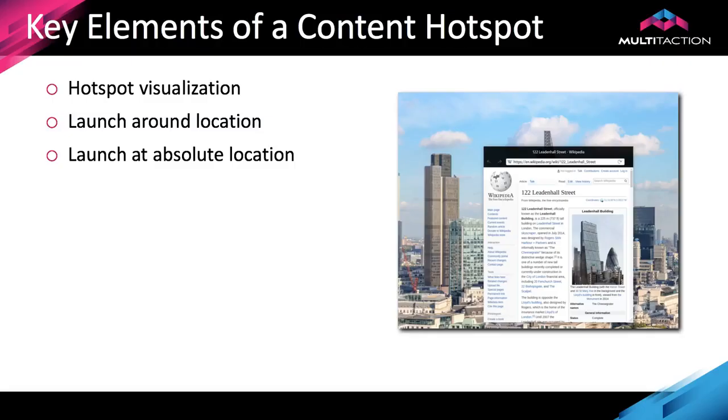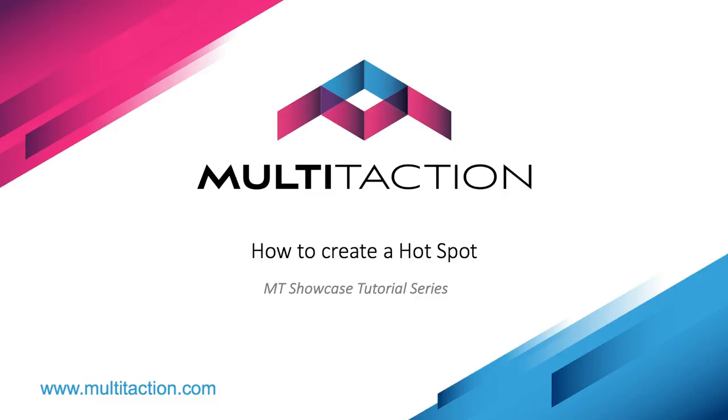So to wrap up, a quick review of the key elements. The hotspot visualization, remember we actually put our own image in and we made the decision not to launch at the touch location, which would be the launch around location, but we wanted it at a specific place. And so we put the web widget underneath the launch at absolute location. So that brings us to an end of the tutorial on how to create a content hotspot.